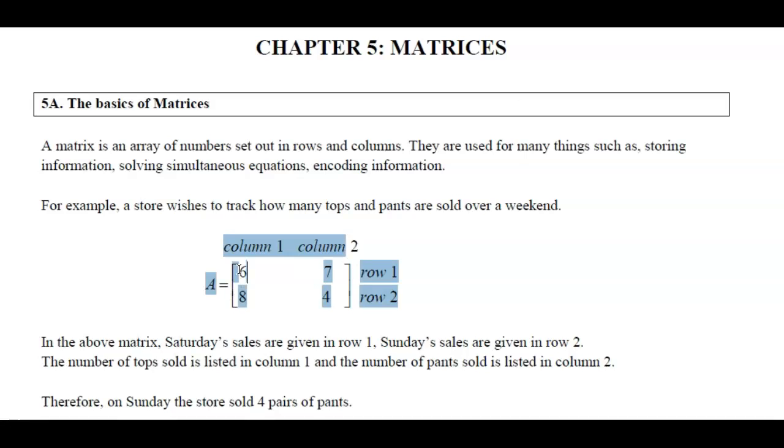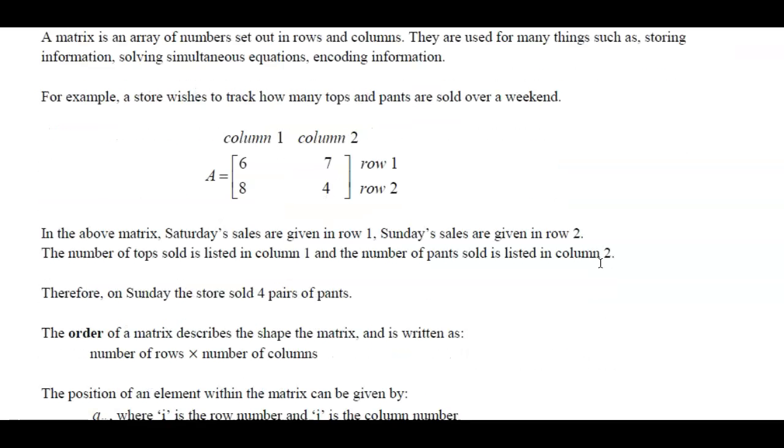Basically, the number 6, there's only one number 6, is how many tops were sold on Saturday. Number 7, how many pants were sold on Saturday. The 8, how many tops were sold on Sunday. And 4, how many pants were sold on Sunday. Okay, so that's just interpreting a matrix.